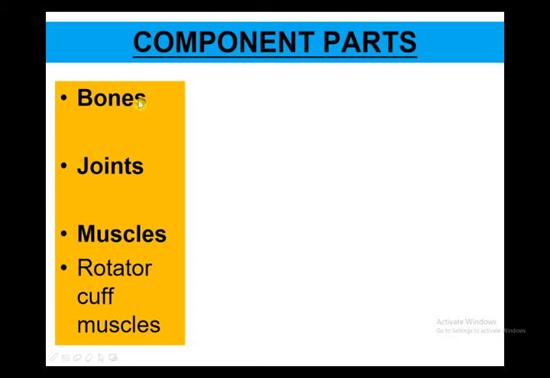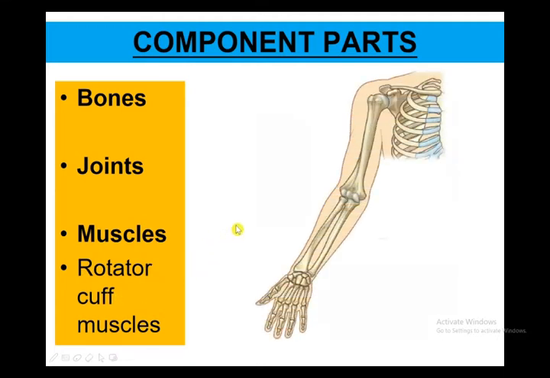Component parts. Upper limb is formed by the bones, joints, and muscles, in which the rotator cuff muscles at the shoulder we have learned in the previous term too. So the bones that belong to the upper limb: in the shoulder girdle, we have the clavicle and scapula; for the arm, humerus; for the forearm, radius and the ulna; for the wrist, carpal bones; metacarpus in the palm, and the phalanges in the fingers.